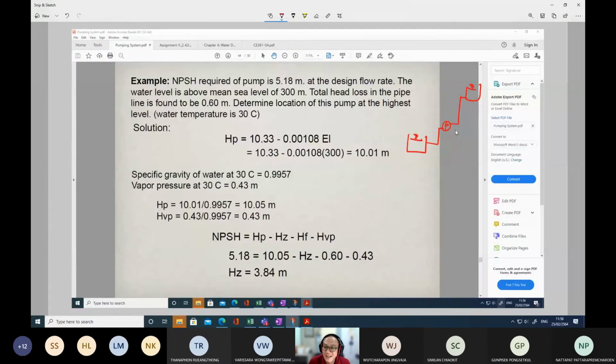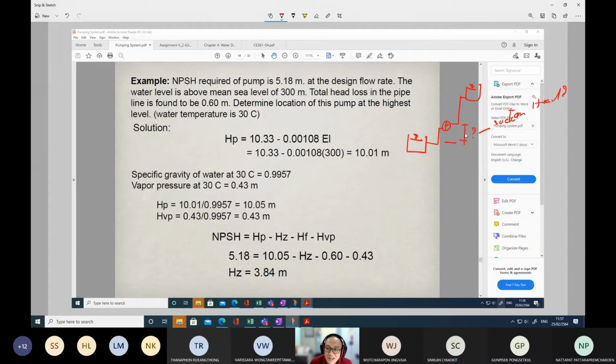Okay. So this is our system and this question is asking about this level, how much higher, the highest level that we can install the pump, the highest level, suction head. What will be the highest level for the suction head?